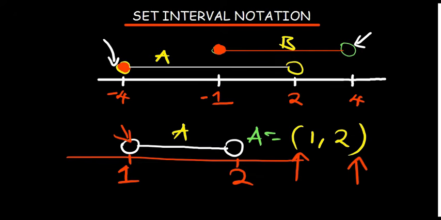Let me decide to change something about it. What if I put such a bracket on that end? What kind of bracket would require me to shade the endpoint where we have a 2? That tells us that set A is made up of numbers after 1, including 2. Now 1 is not a member of set A, yet 2 is a member. That's the difference there.